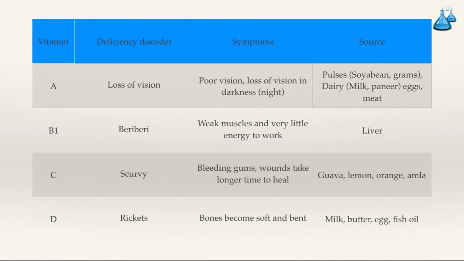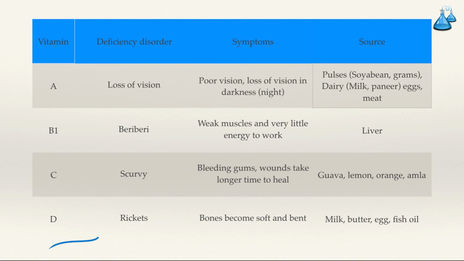For example, vitamin A deficiency leads to loss of vision, and the symptoms include poor vision, loss of vision and darkness, and these are the main sources. Vitamin B1 deficiency leads to beriberi, and it leads to weak muscles and very little energy to work. Source is liver. Vitamin C deficiency is scurvy; sources are all the citrus fruits like lemon, orange, amla. Otherwise, it leads to bleeding gums and wounds take a long time to heal.